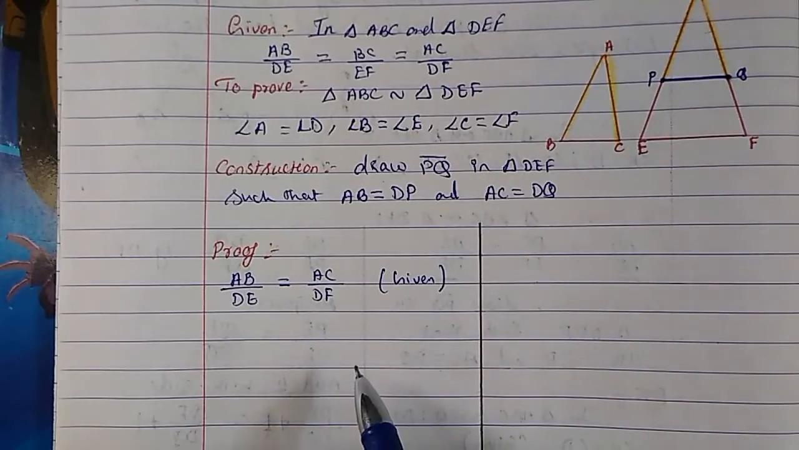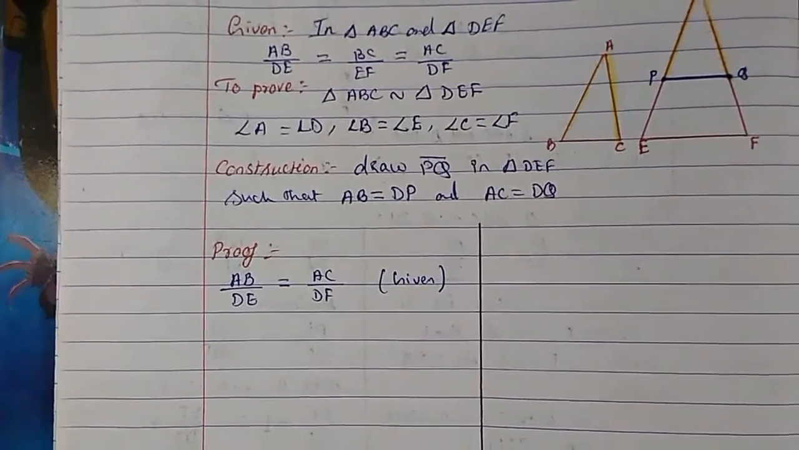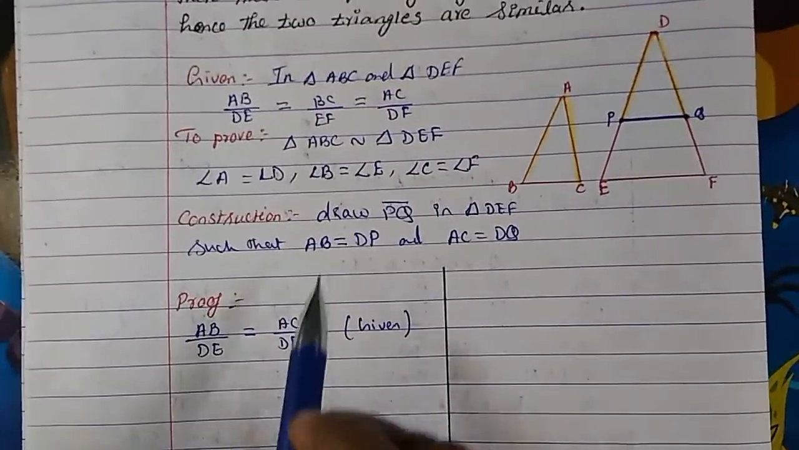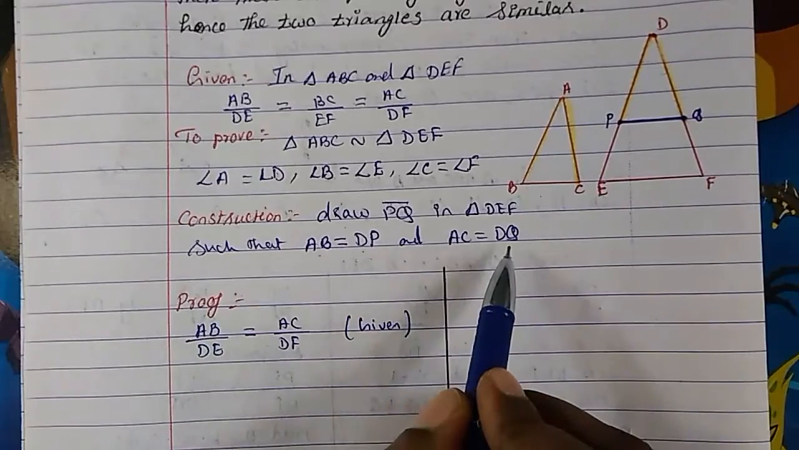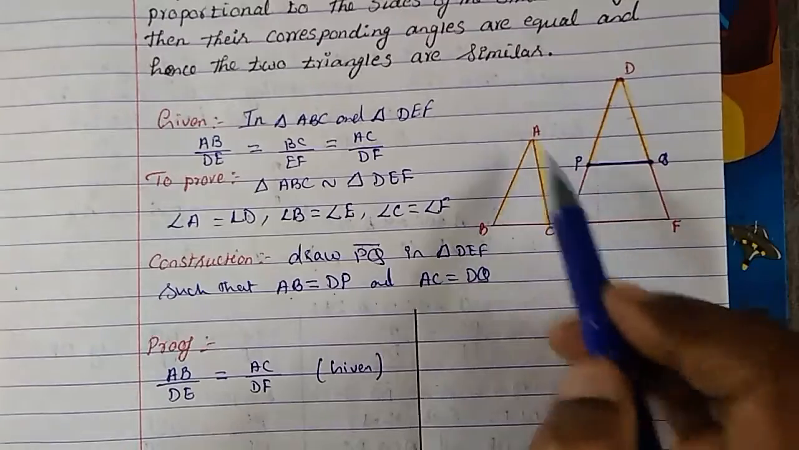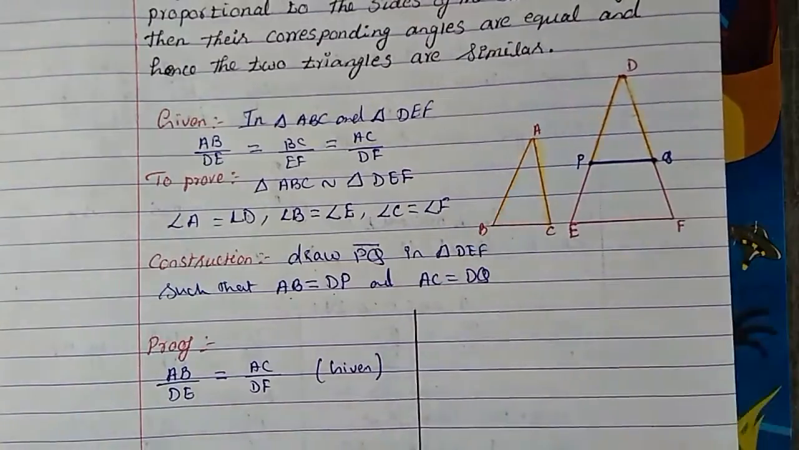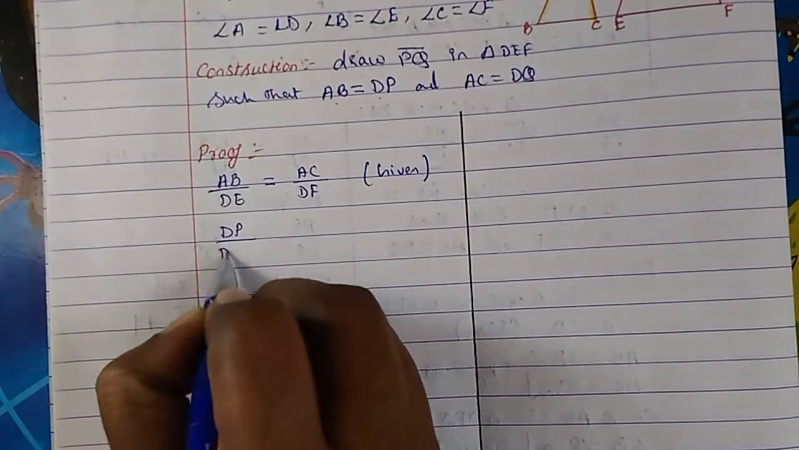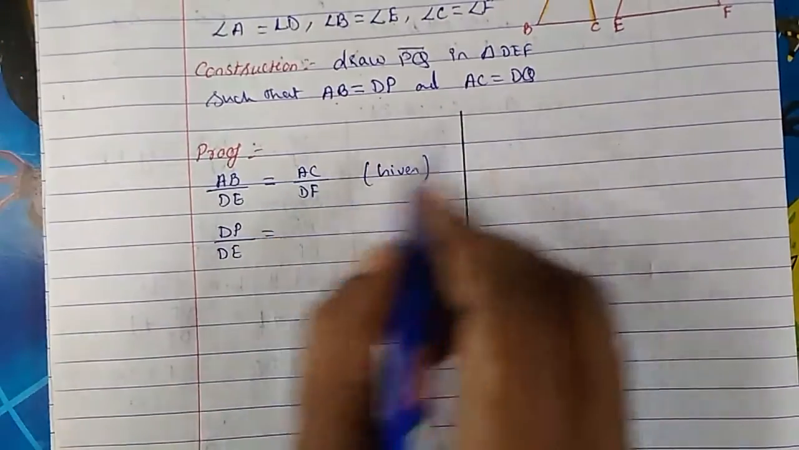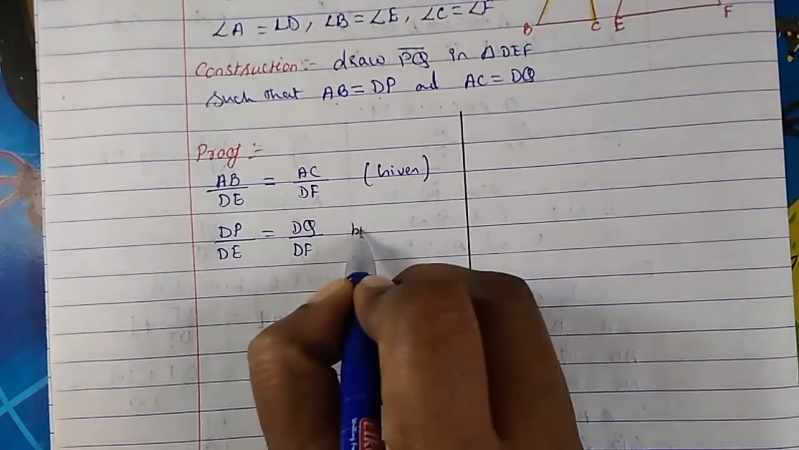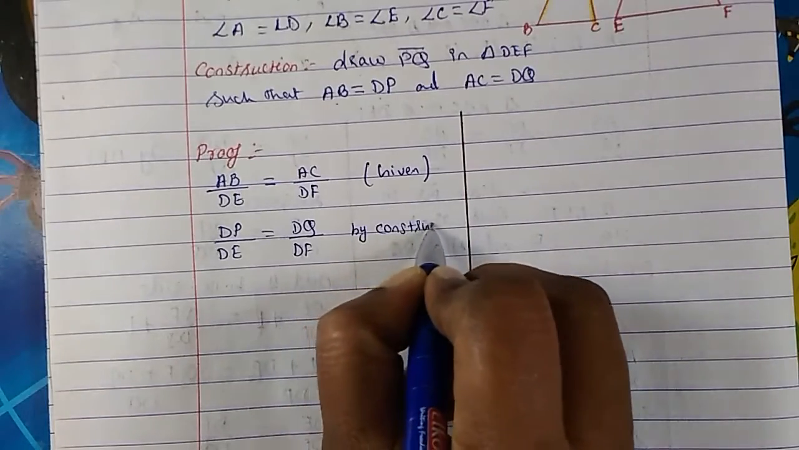Now just see that AB is equal to DP and AC is equal to DQ, right? This construction we have done. So let's write that down. Instead of AB we write DP upon DE, and instead of AC we write DQ upon DF. This is by construction, which we have done.